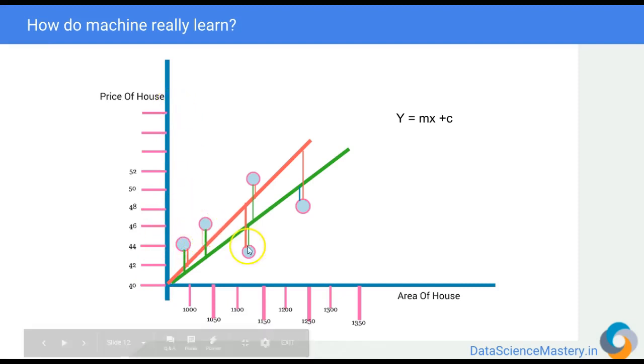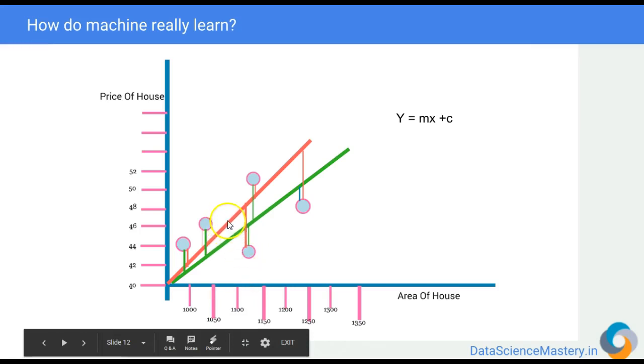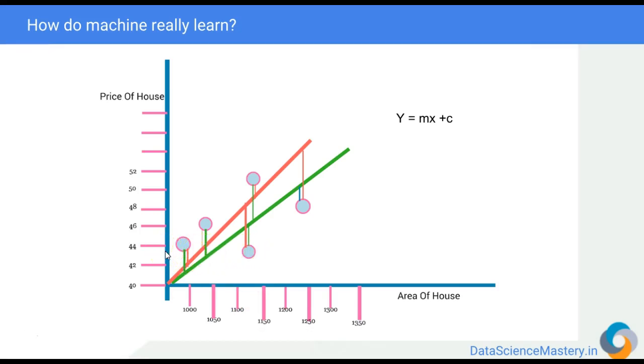And we have 5 training points. In the sense, we have 5 sets of points where we know their areas and we know what the price is. For example, this is about 1000, slightly more than 1100, this point, and its price is nearly 44, as in Indian rupees, 44 lakhs, right?